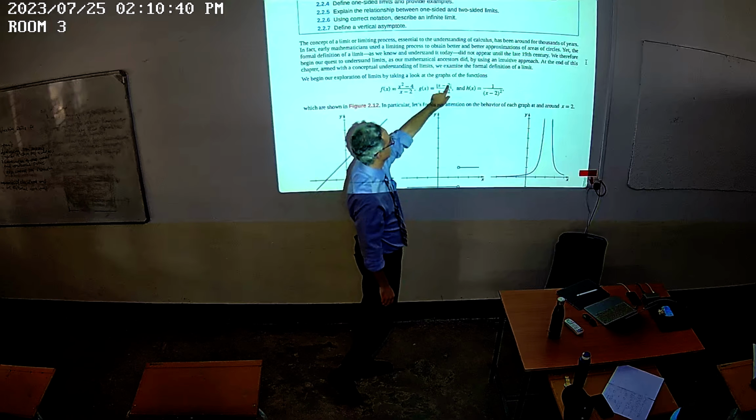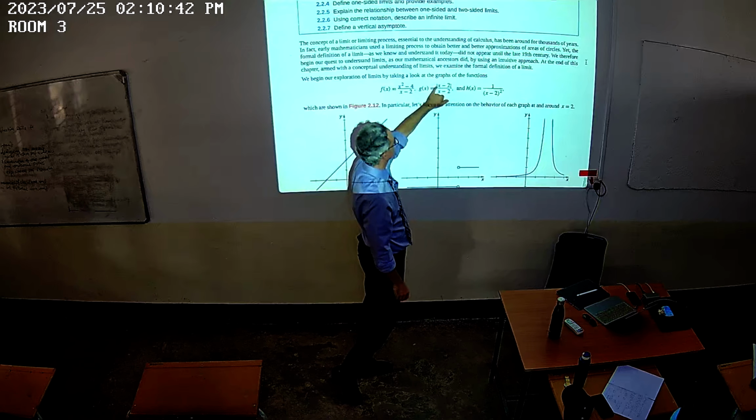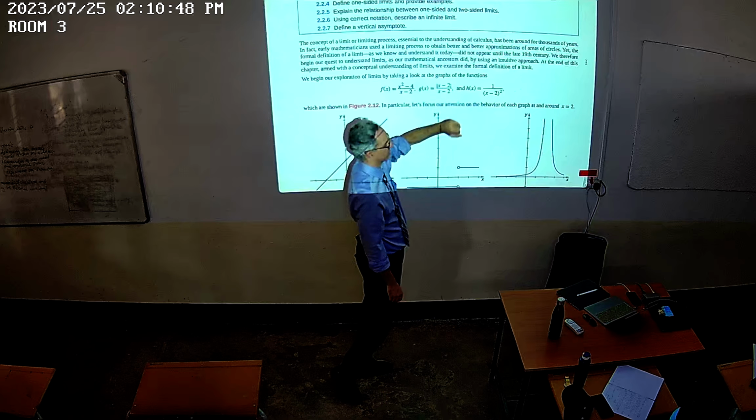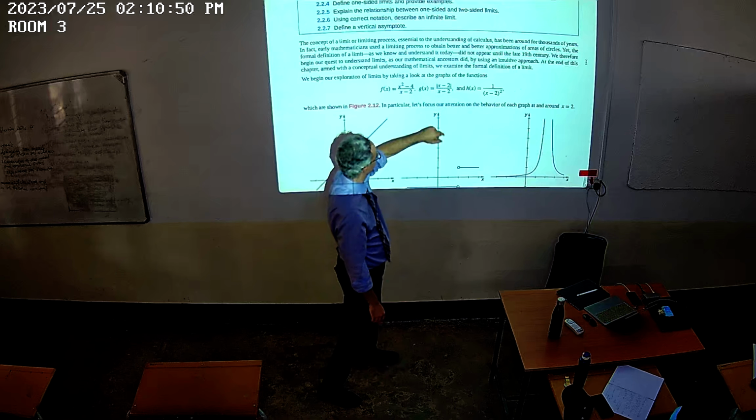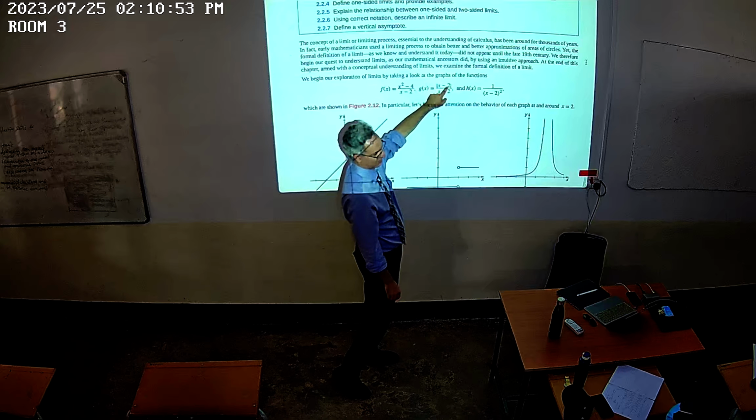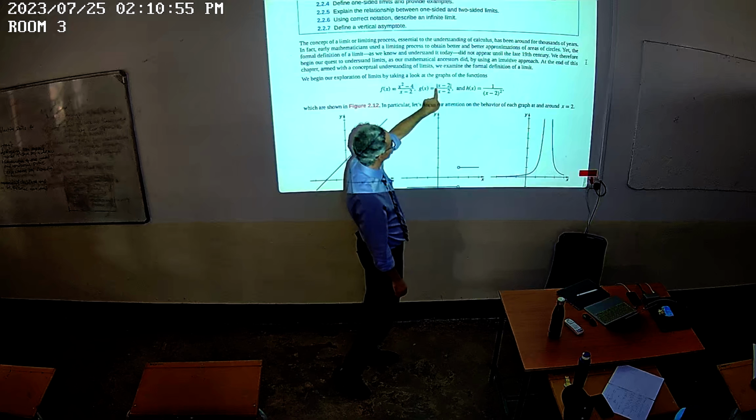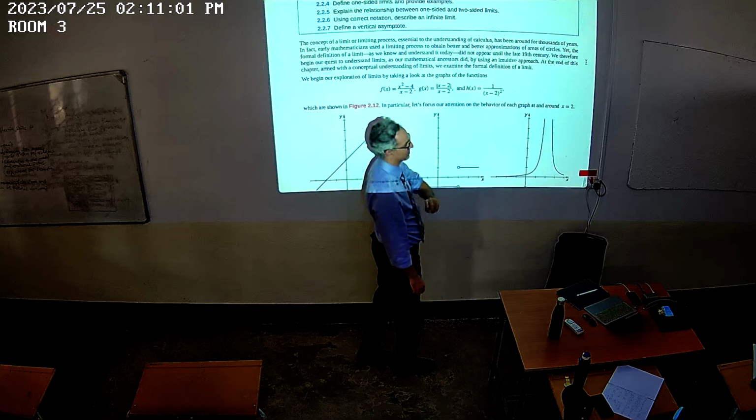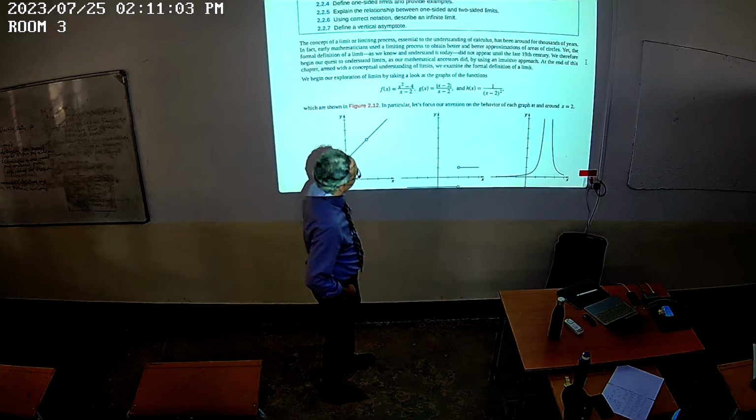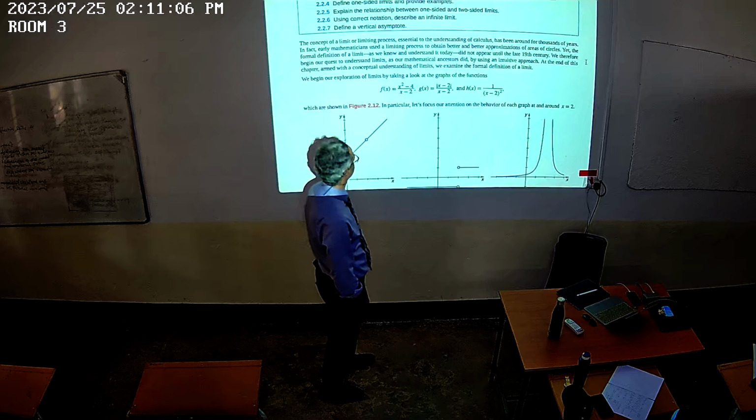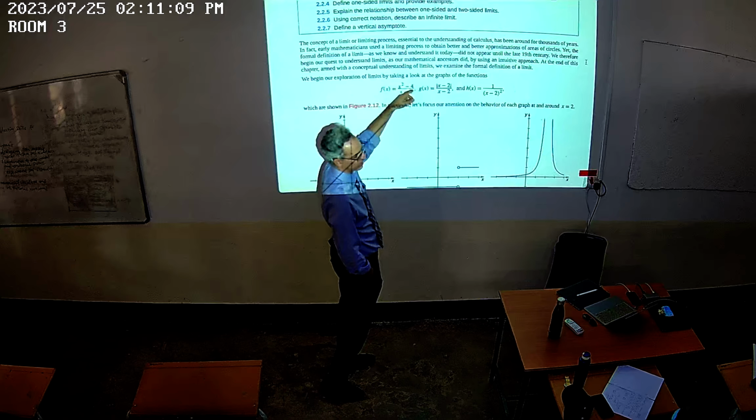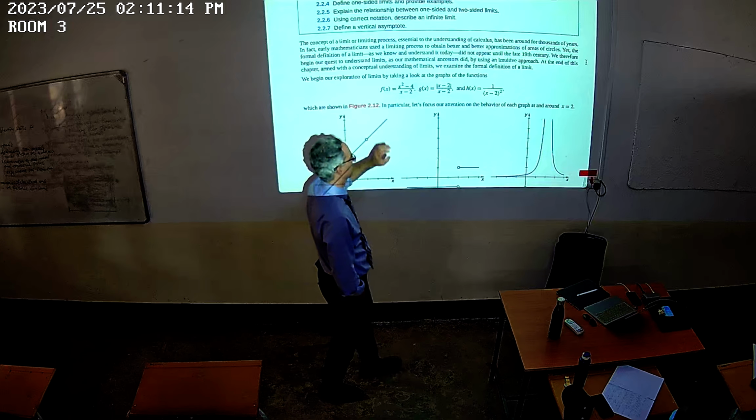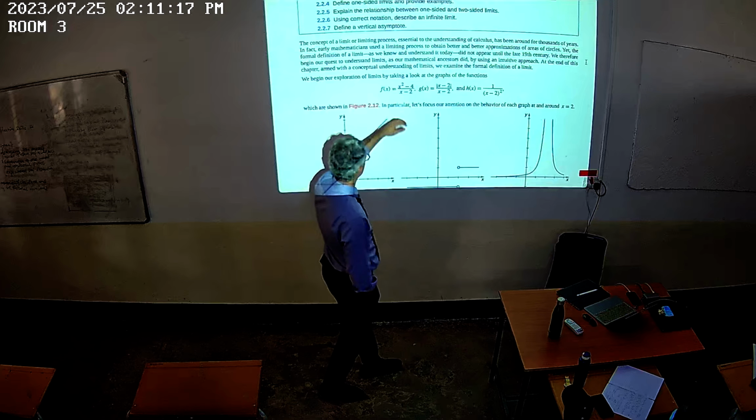So g of x is the absolute value of x minus 2 divided by x minus 2. Now, you might say, well, that's just x minus 2 divided by x minus 2, but the absolute value makes a difference. And h of x is 1 over x minus 2 squared. These are shown in the figures below.